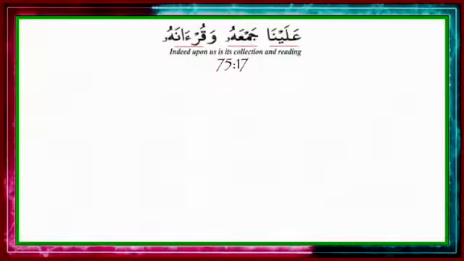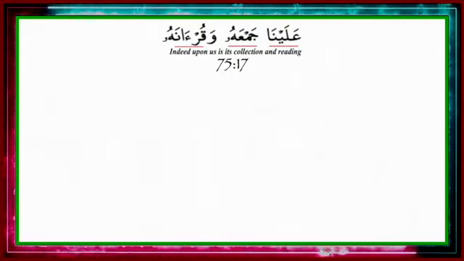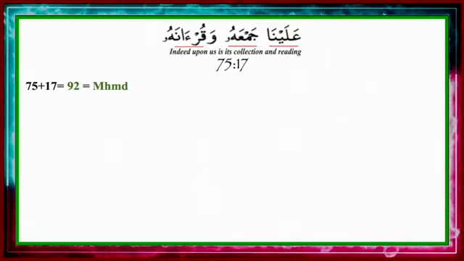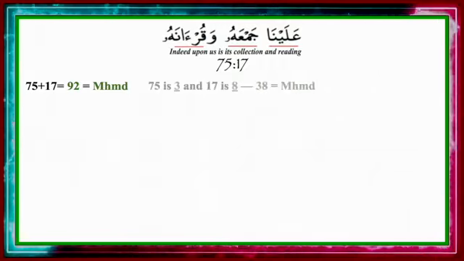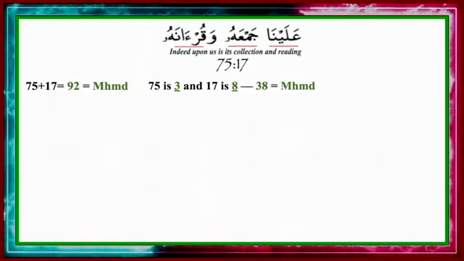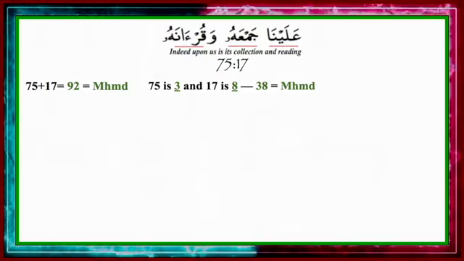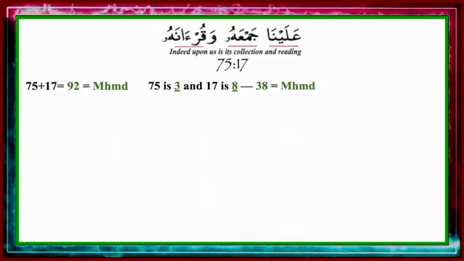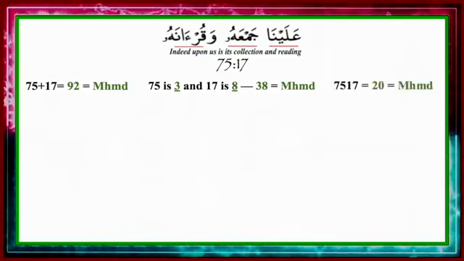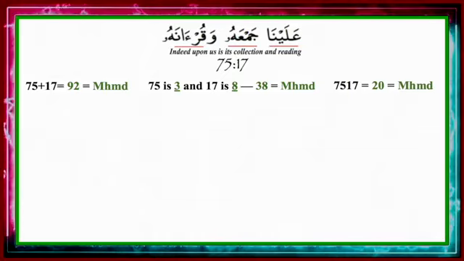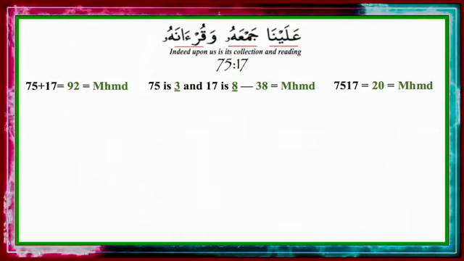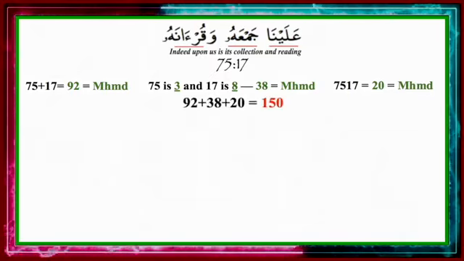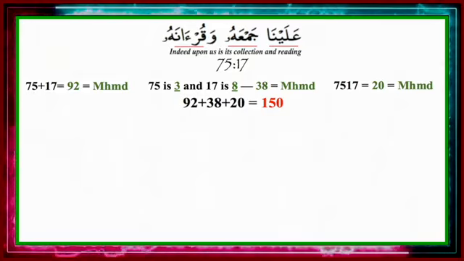Now pay attention to the numbers 75 and 17. 75 plus 17 equals 92, which is the standard value for Muhammad. If we reduce these numbers down, 75 is 3 and 17 is 8. Bring them together and we have 38, which is the ordinal value for Muhammad. If we add the chain of digits 7517, it gives 20, which is the reduced value for Muhammad. So Muhammad 92, 38, 20 equals 150.